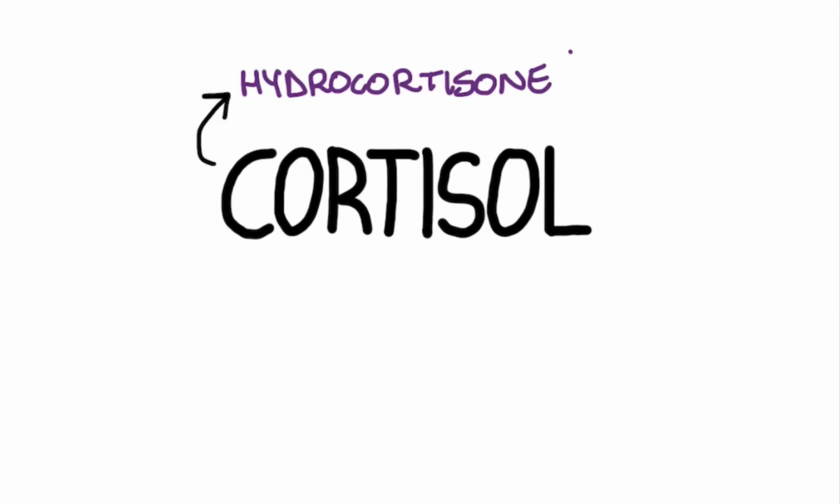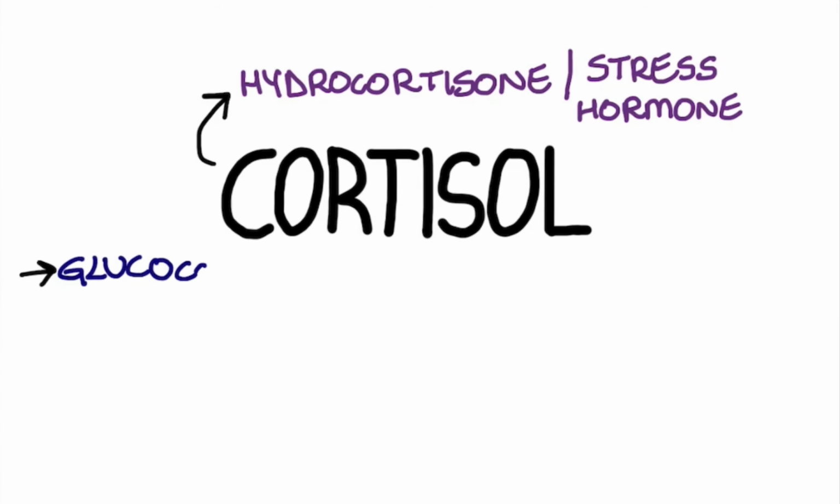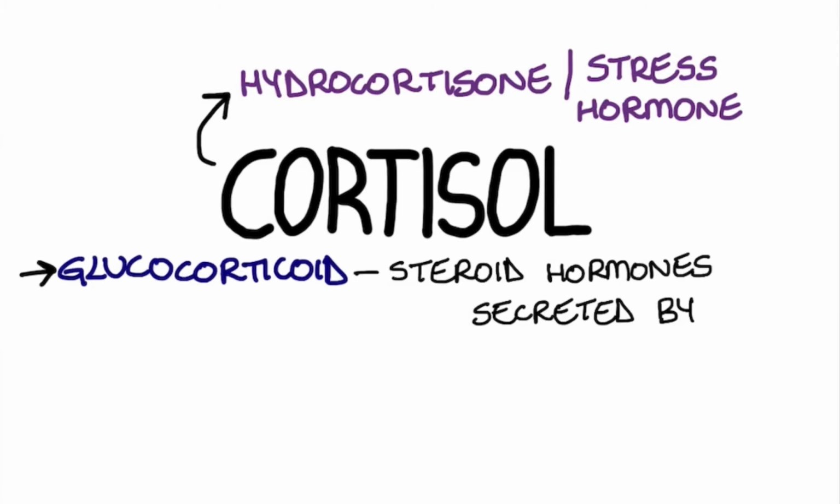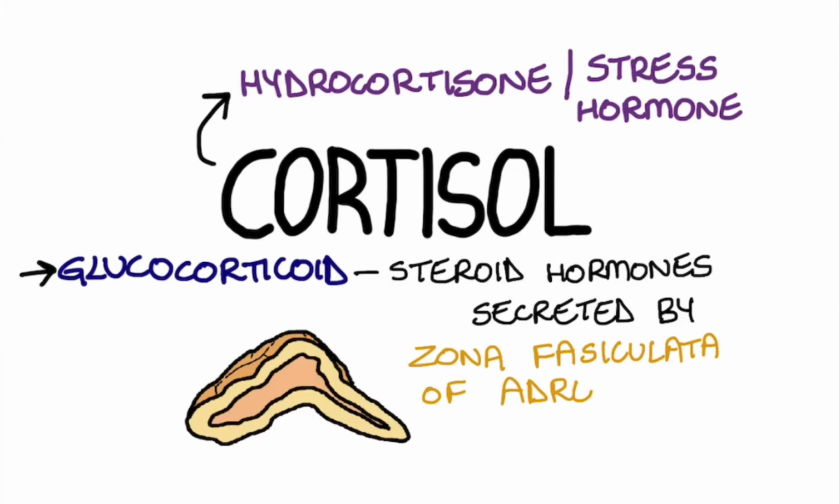Cortisol, also known as hydrocortisone or stress hormone, is a glucocorticoid hormone. Glucocorticoids are steroid hormones secreted by the zona fasciculata of the adrenal cortex. The most important glucocorticoid in humans is cortisol.